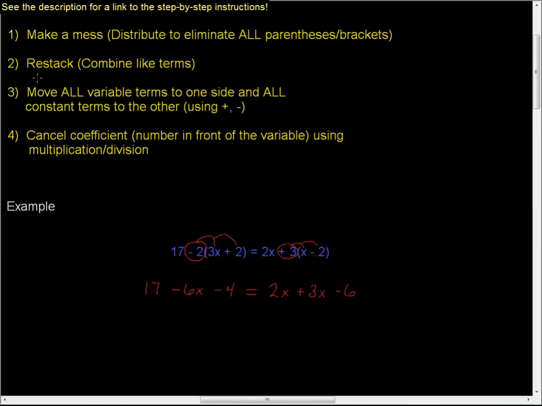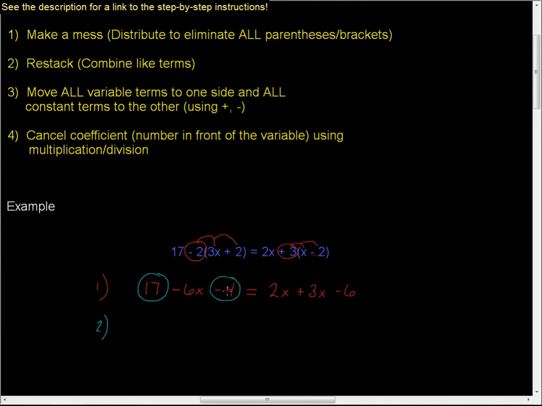So we've done that. We've made a mess. This is step 1. Step 2, we need to restack or combine like terms. So let's go ahead and change that to a light blue. And what I'm going to do is circle all the like terms. And I do this even if I'm just using pencil. But I'll circle all my like terms.